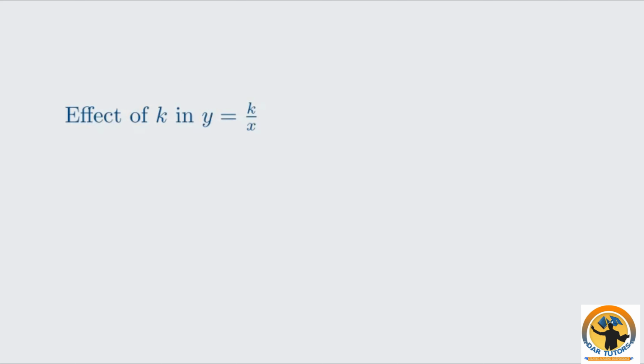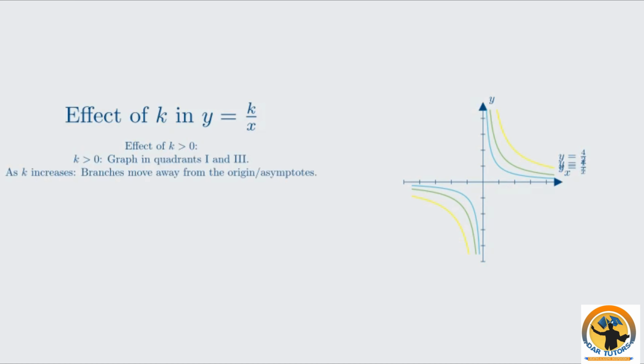Let's investigate how the constant k affects the graph of the reciprocal function y equals k over x. For this, we'll consider two cases: when k is positive and when k is negative. First, let's look at the case where k is positive. Here we have the graphs of y equals 1 over x, y equals 2 over x, and y equals 4 over x. All of them have branches in the first and third quadrants, with the same asymptotes at x equals 0 and y equals 0. What is the effect of increasing k? As k gets larger, the function's values for a given x also get larger. This means the branches move further away from the origin, or from the asymptotes.